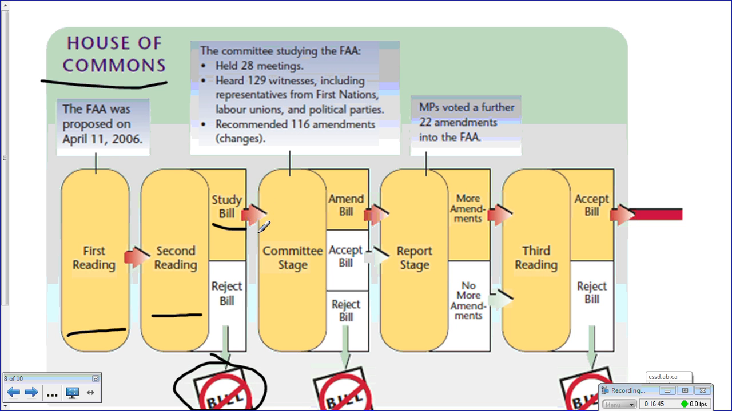It goes to a committee stage, and this bill was proposed on April 11th. They had 28 meetings, 129 witnesses, and recommended 116 amendments, which are changes. It went back to the MPs, and the MPs voted on 22 amendments. So out of the 116 that were recommended, 22 were taken into account. So by the third reading, they took in 22 amendments. Now, it's passed.